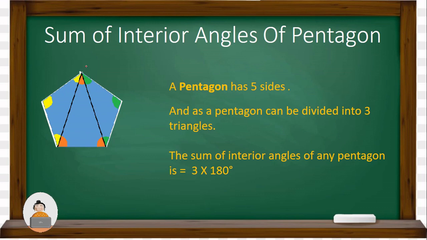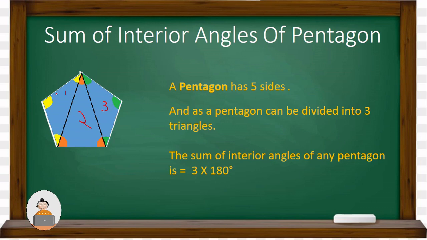Once again, I will recall the angle sum property, which says that the sum of the interior angles of the triangle is equal to 180 degree, which means that the sum of the three angles within the triangle is equal to 180 degree. So I have marked these two lines dividing the pentagon into three triangles, 1, 2 and 3.